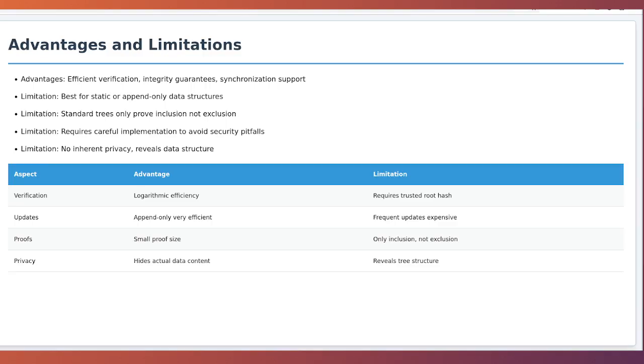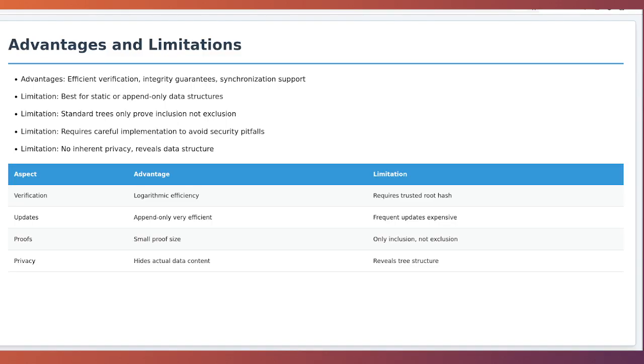Another limitation is that standard Merkle trees can only prove inclusion, not exclusion. You can prove a data block is in the tree, but proving something is not in the tree requires providing much more information. Sparse Merkle trees solve this but with higher overhead. Merkle trees also require careful implementation to avoid security pitfalls. Issues like second preimage attacks, leaf node confusion, and improper handling of edge cases can introduce vulnerabilities if developers are not careful.